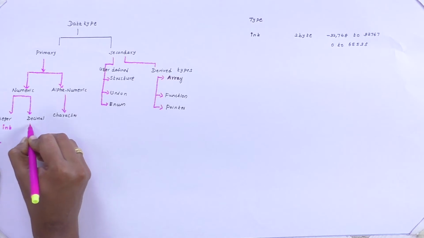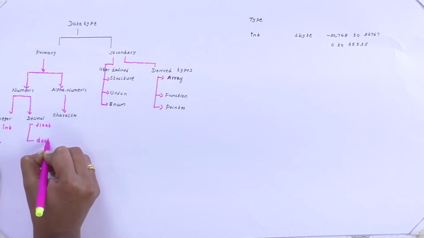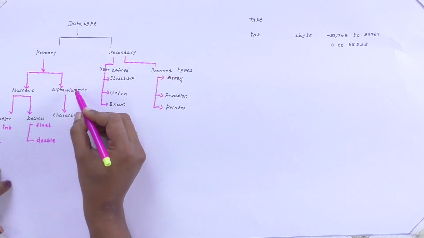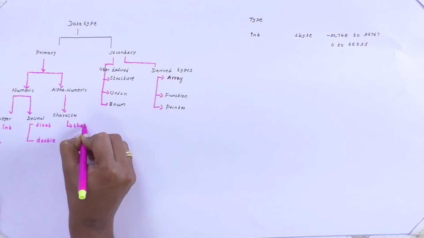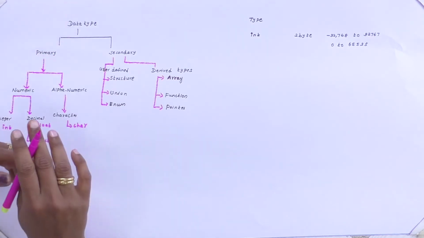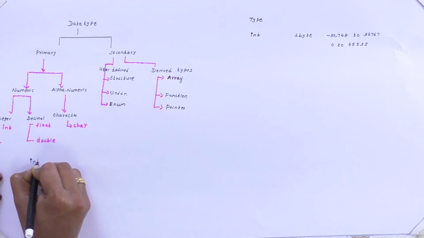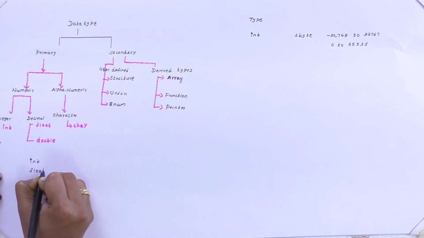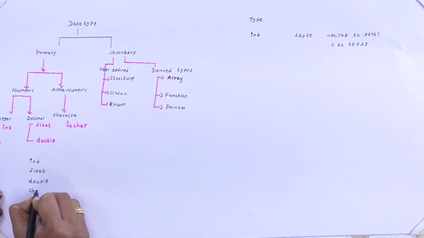For decimal it will cover float and double. Then alphanumeric will cover character, so the data type is represented as char. So the data types available here are int, float, double and char.